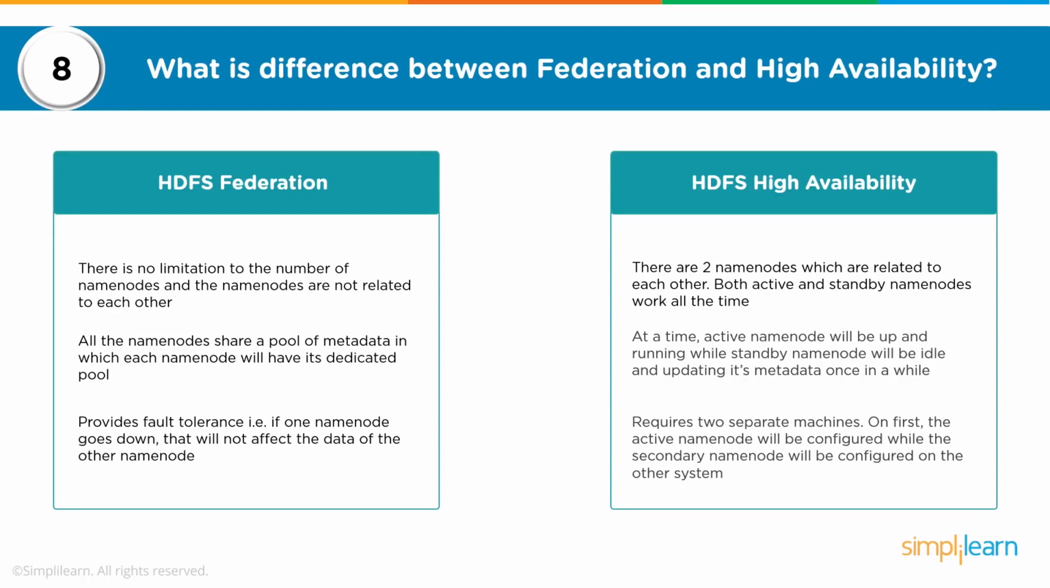Suppose one name node goes down, it will not affect or make your cluster unavailable. You will still have your cluster reachable because there are other name nodes running and they are available. Now when it comes to heartbeats, all your data nodes are sending their heartbeats to all the name nodes, and all the name nodes are aware of all the data nodes. When you talk about high availability, this is where you would only have two name nodes. So you would have an active and you would have a standby.